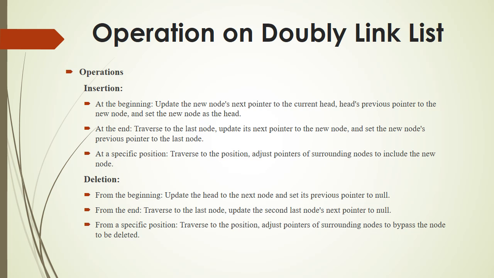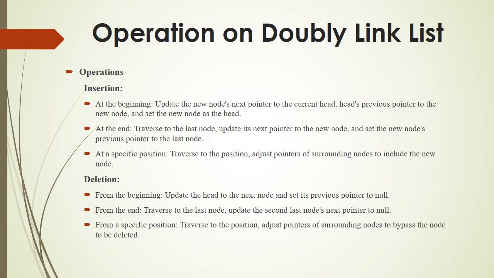And suppose you want to delete a node from a doubly linked list. We can delete in three ways: from the beginning, from the end, and from a specific location. First, from the beginning. To delete the node from the beginning, we update head to point to the second node and set its previous pointer to null because the second node becomes the first node.